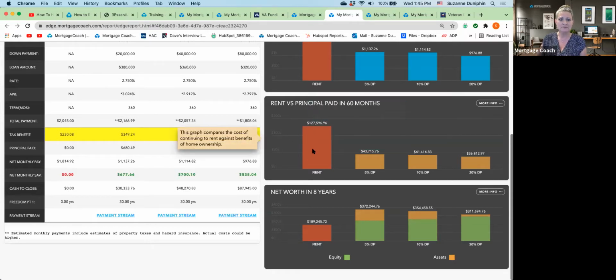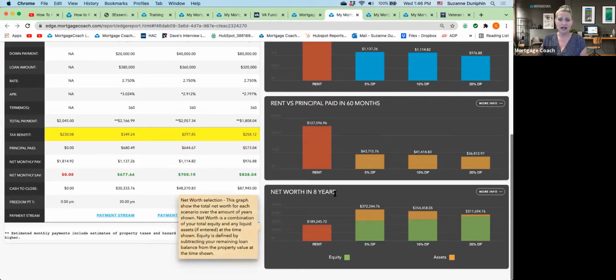If you're renting, you're paying someone else this amount of money. That's really pretty sickening, if you ask me. With a 5% down payment, your principal is going to be this much. Okay, 10%, and with a 20%, this is how much principal you're going to be paying in. Look at the net worth in 8 years, guys. And again, you can adjust the length, but when you're renting, your net worth is this, and look at your net worth when you purchase that home, making that investment in yourself.